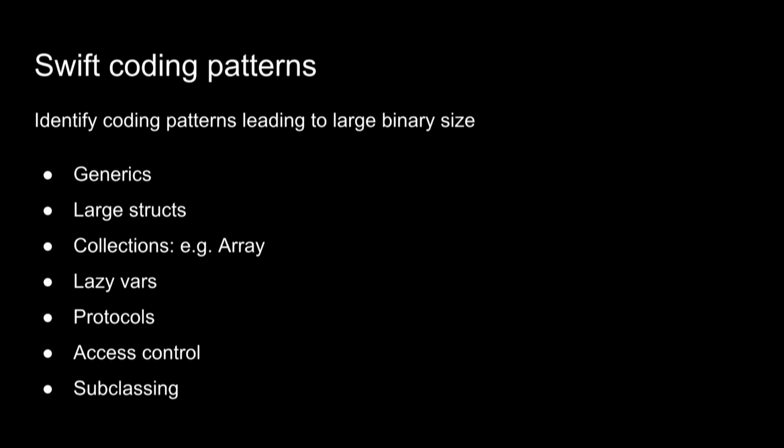The patterns that come with the size overhead include use of generics, large structs, standard library APIs like collections, lazy vars, protocols, and use of overly permissive access controls and subclassing. Let's go over each one in more detail.